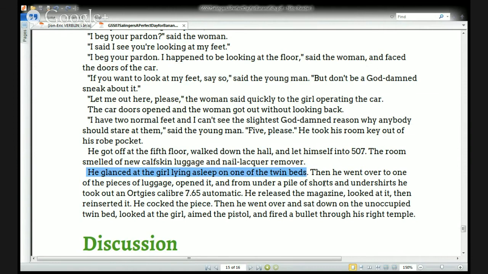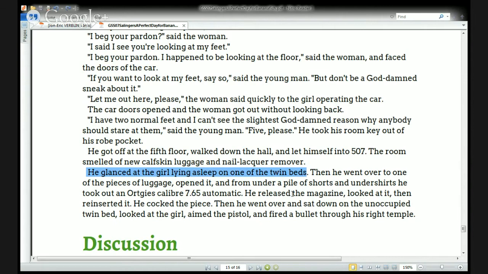From under a pile of shorts and undershirts, he took out a 7.65 caliber automatic. He released the magazine, looked at it, then reinserted it. He cocked the piece. Then he went over and sat down on the unoccupied twin bed, looked at the girl, aimed the piece, and fired the bullet through his right temple.